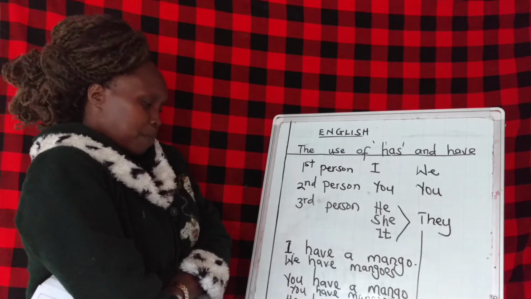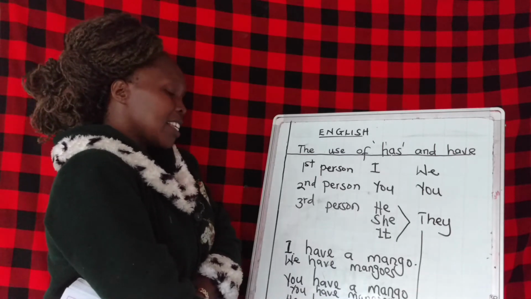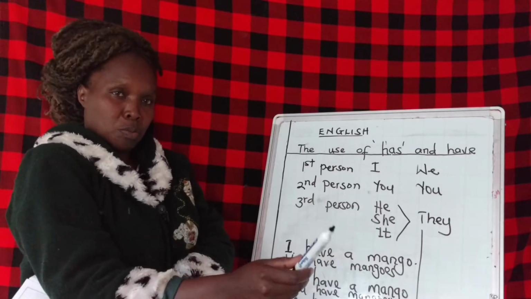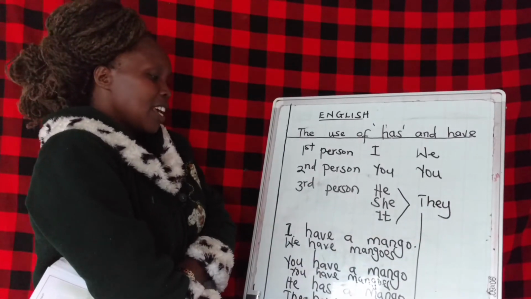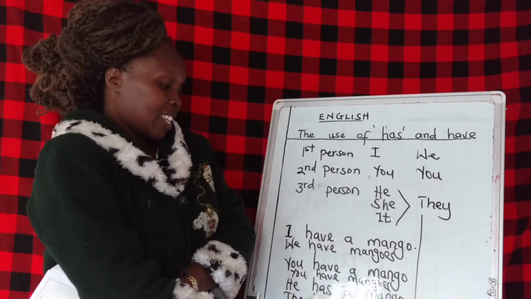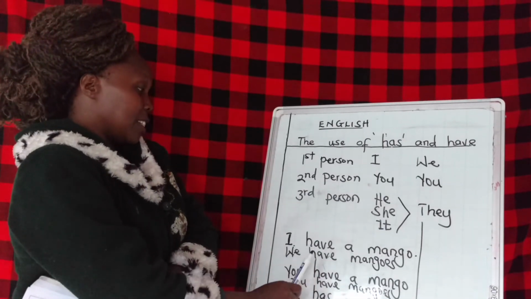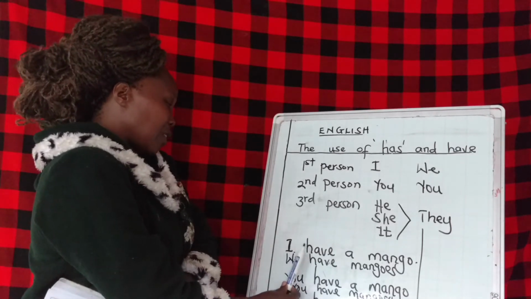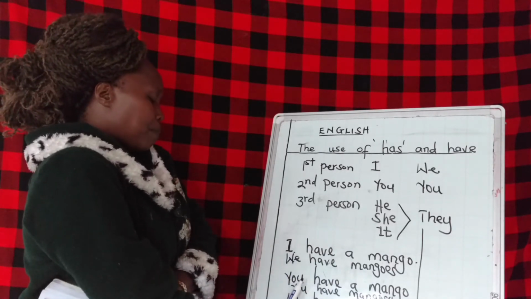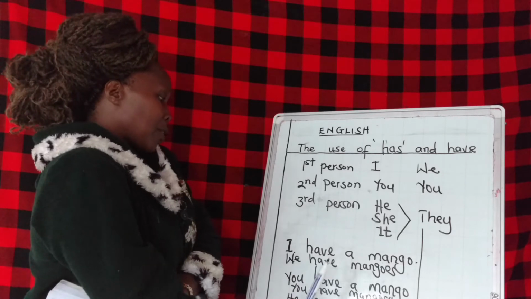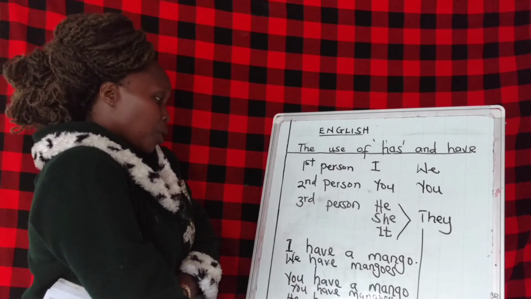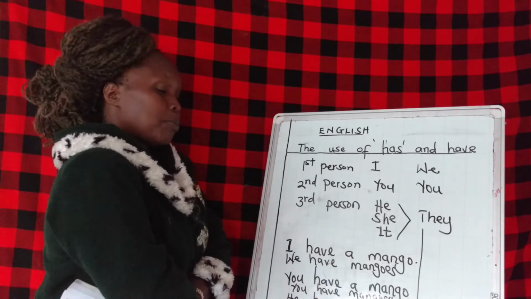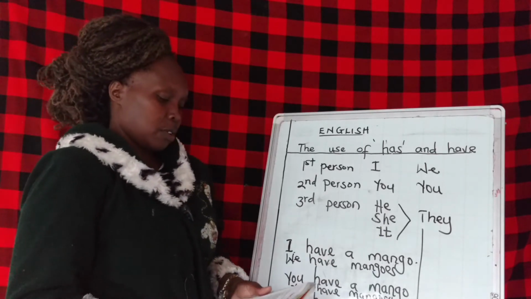What about the third person? Say he has a pen. When there are more than two, maybe two boys or two men, we say they have pens. We have seen that the word have takes the place of the first person singular and plural, the second person singular and plural, the third person plural. The third person singular takes the place of has.